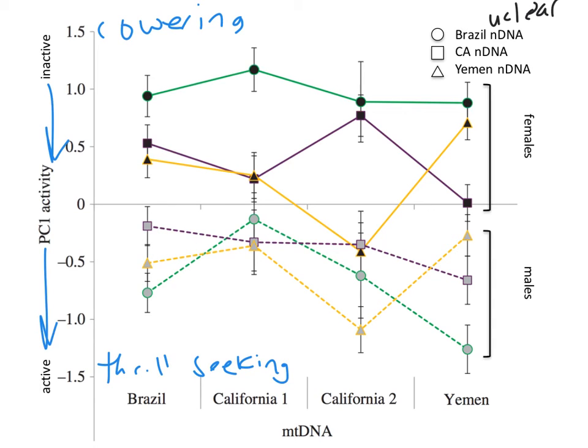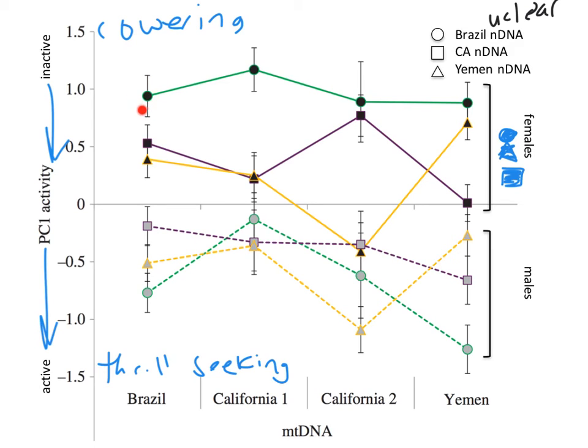Right, highly active at the bottom, inactive at the top. So just to orient you on how to read this, let's look at the circles first. So these are females, the filled-in circles, for example, and filled-in triangles and filled-in squares. Those are the females.